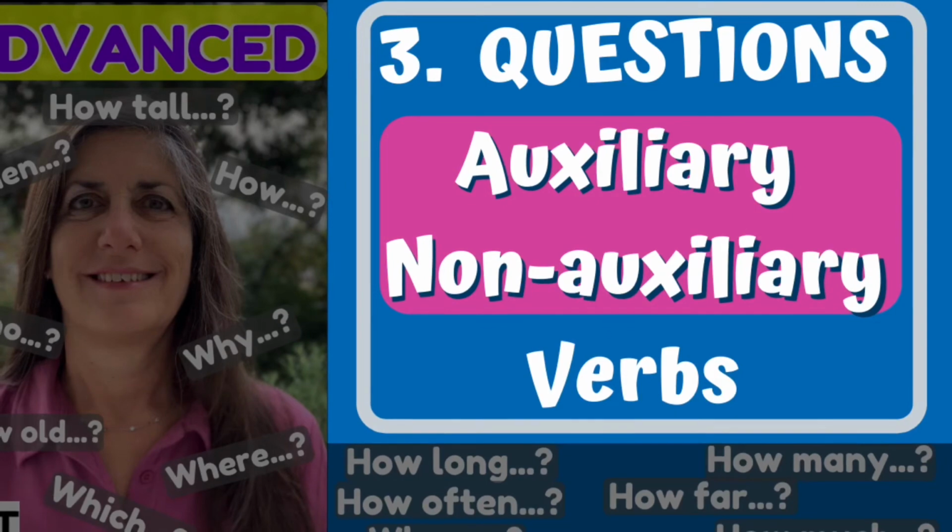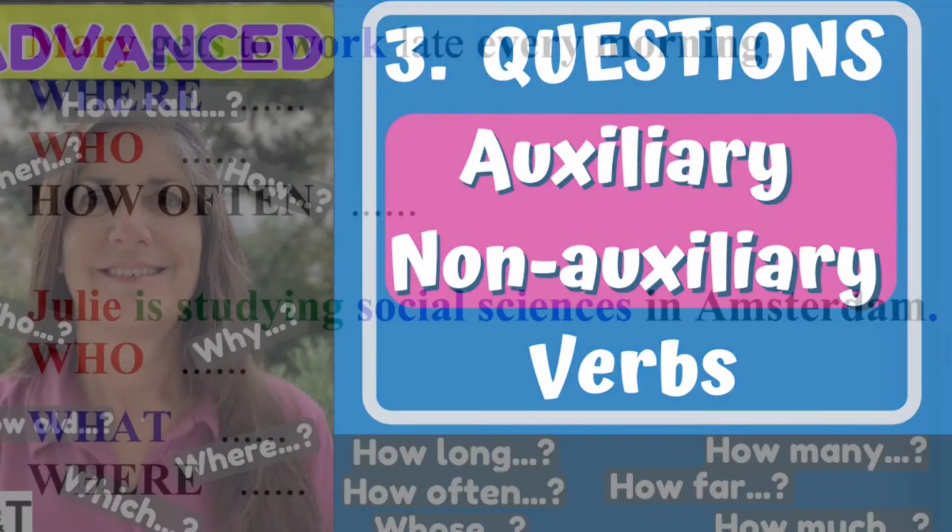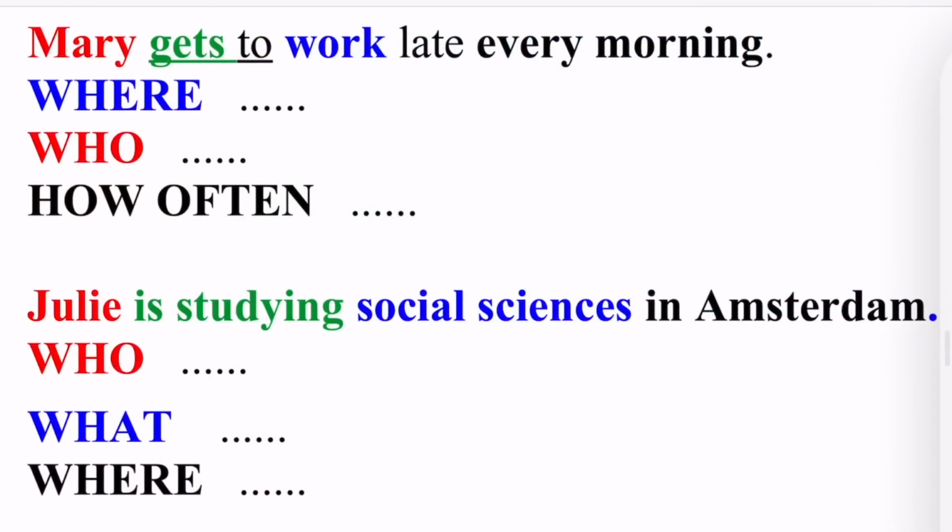Questions with auxiliary and non-auxiliary verbs. Now you'll notice that in the second sentence I was making an inversion with Julie is or is Julie, whilst in the first sentence I wasn't. This is to remind you that here we have the verb to be, and so when you ask a question you invert. Whilst here we have get, and with get you use the auxiliary do or does.